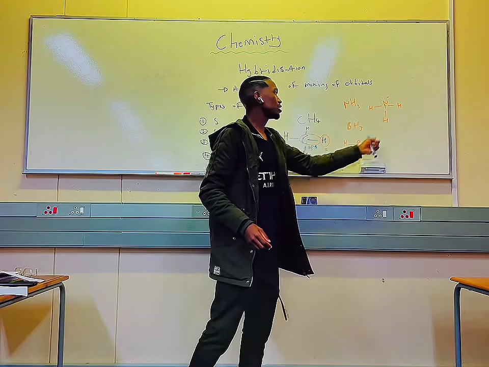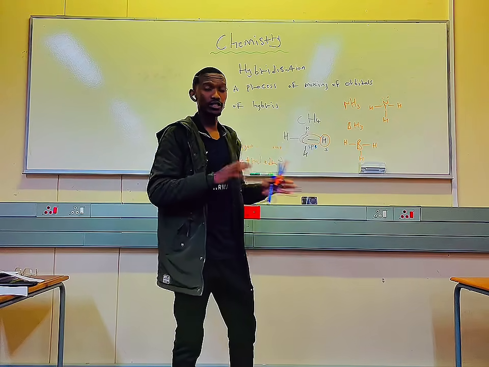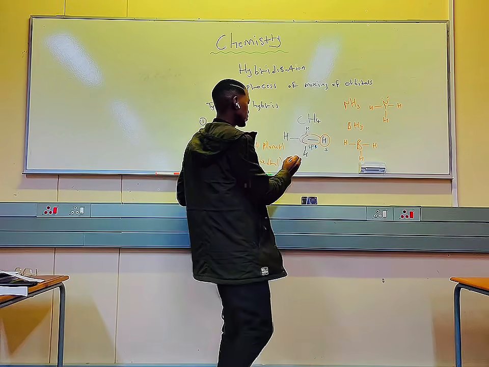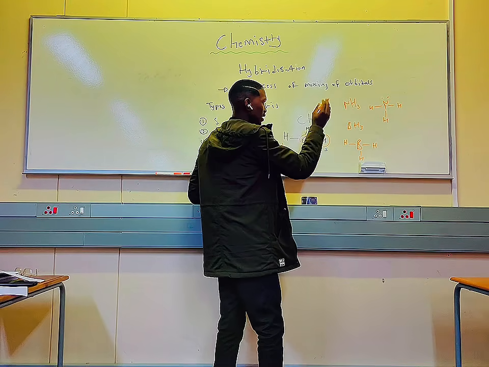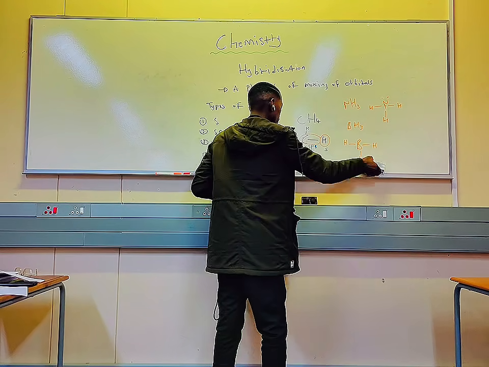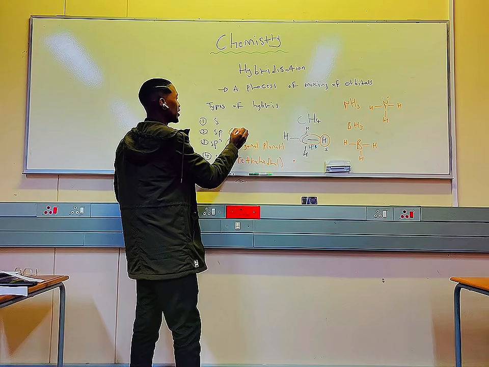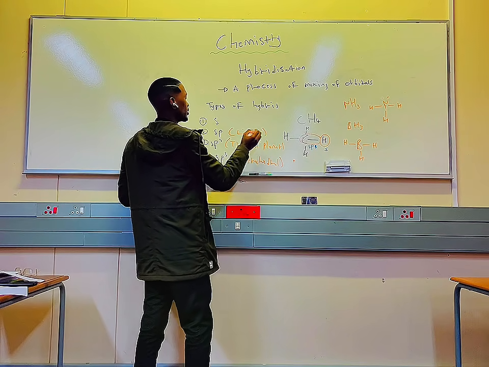Okay, so they differ in terms of the angles that they form as well. This one is like 104.5 degrees and so forth. So this one, which is your sp, is linear. This forms a linear shape.